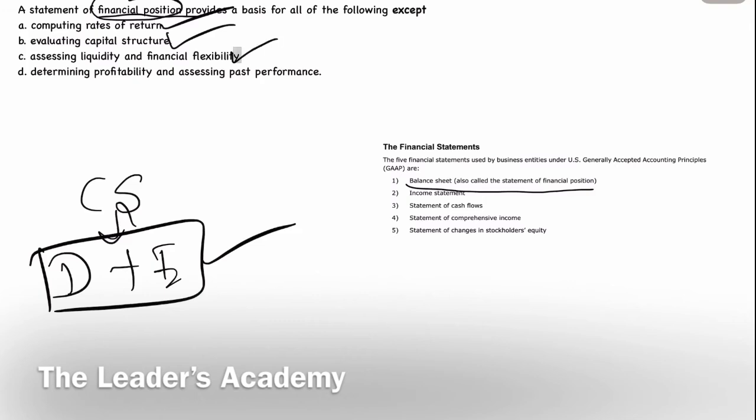Yes, we can find. But through the balance sheet can we find the profits of the company? If any one of you have ever found the profits of the company in the balance sheet, please let me know in the comment section, which is next to impossible. But we can find the profit and also assess the past performance in one statement, that is the income statement. So this is the right answer, and always remember you should concentrate on this word except.